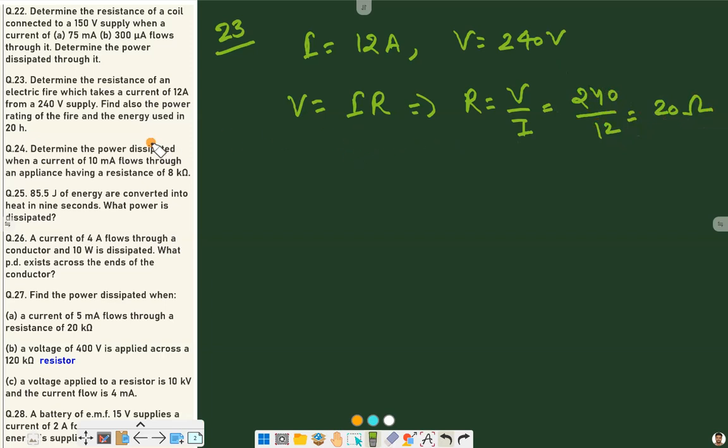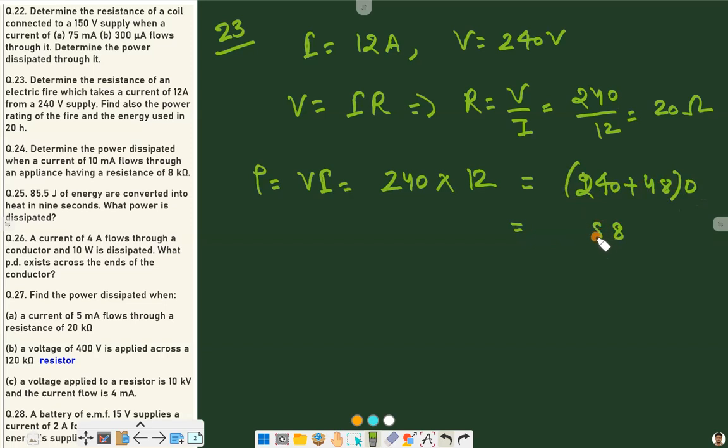Now we have to find the power rating. Power is VI, V is 240, current is 12, so we will get 2880 watt. You can check the multiplication, and you can also write it as 2.88 kilowatt. Now, energy used in 20 hours.